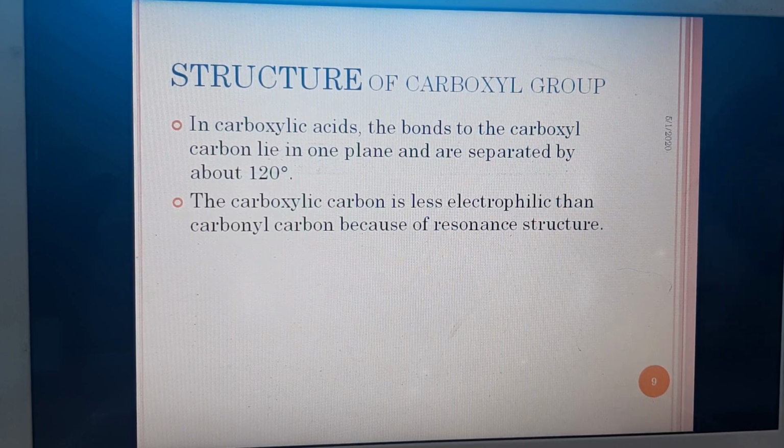And the second point is, this carboxylic carbon is less electrophilic than carbonyl carbon. That is, the carbon present in the COOH group is less electrophilic than carbonyl carbon, that is the CO carbon, because of the resonance structure of the carboxylic group.